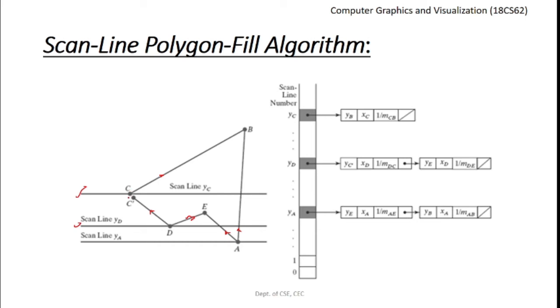So the corresponding entry in the sorted edge table will be the active list, which is specified using the highest Y coordinate for this edge CB, which is YB, followed by the X coordinate of the point of intersection, which is XC, followed by the inverse of the slope of this line, which is given by 1 by CB. So that is the sorted edge table. Remember, this sorted edge table is used to efficiently process the edge intersections in order to properly fill a polygon with a given color. So that is the scanline polygon fill algorithm.